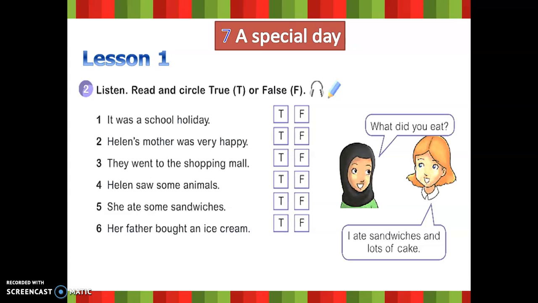Okay, let's go back. As you can see, it was a school holiday. Yes. Helen's mother was very happy. Yes. They went to the shopping mall. No. To the zoo.